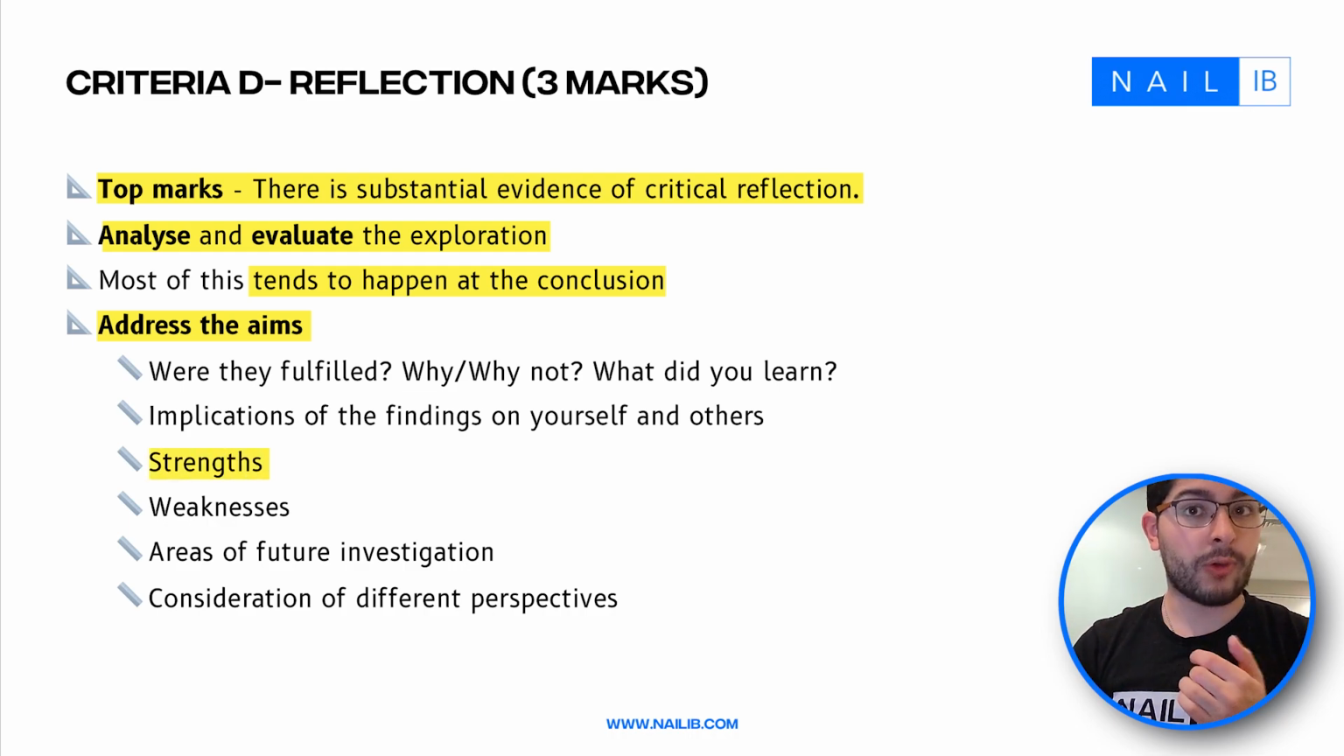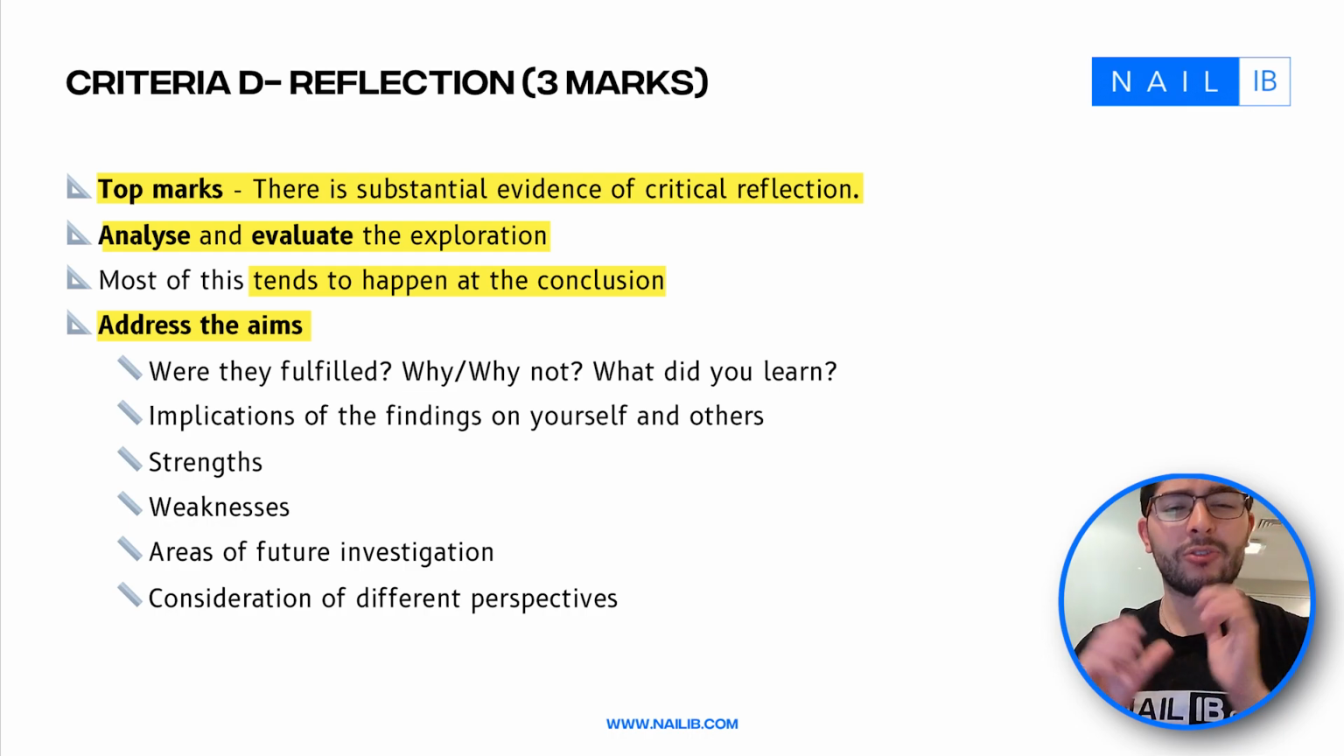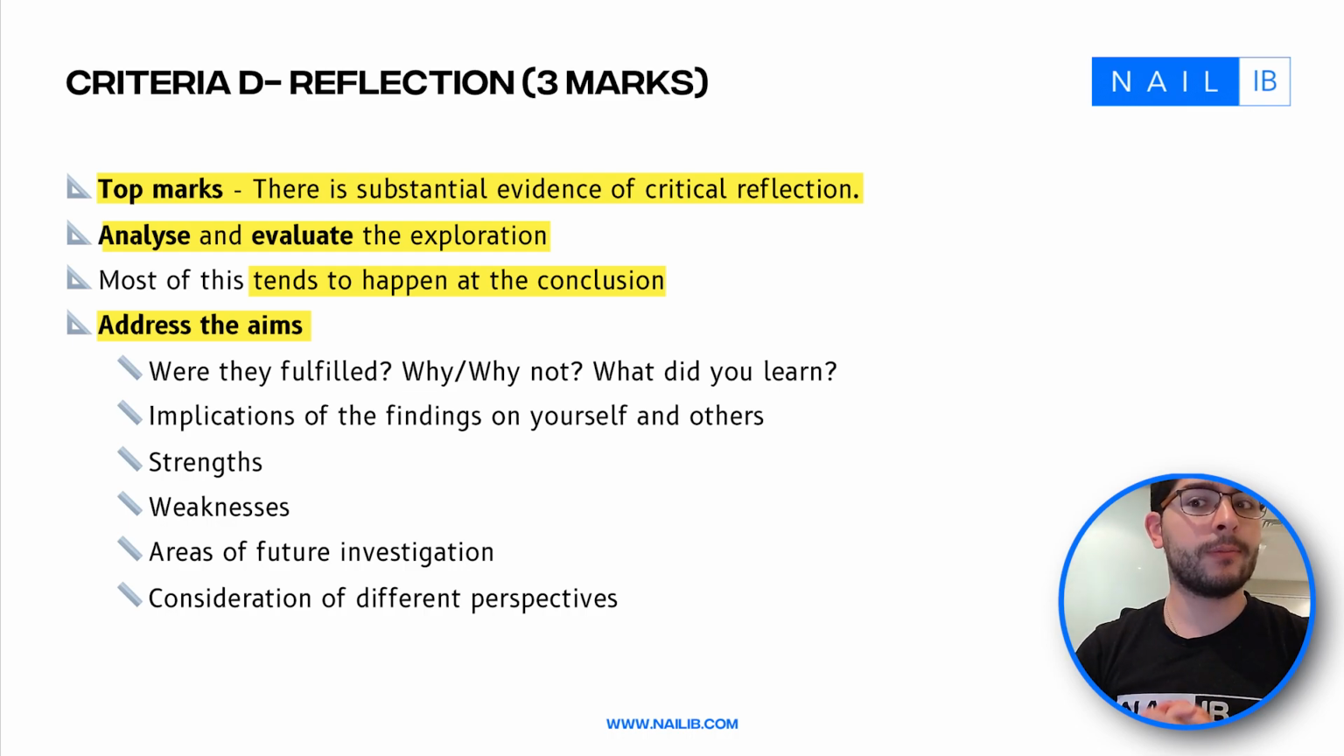Now, you also need to go through strengths. This is where you go through the relative things that went well. Maybe saying I controlled for all of these variables, or it seemed pretty accurate from real life testing, or anything like that. Just go through any of the strengths you have.